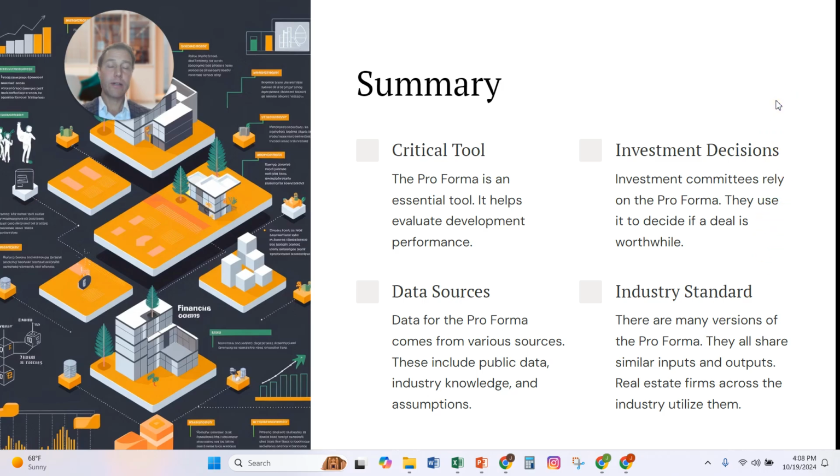And as stated earlier, a Proforma is an industry standard. It's used by brokers, investors, developers, property managers. They all share this one tool to help them understand how an asset is performing.